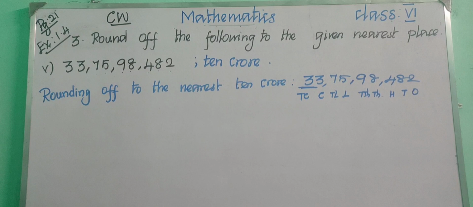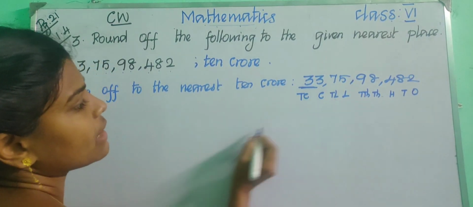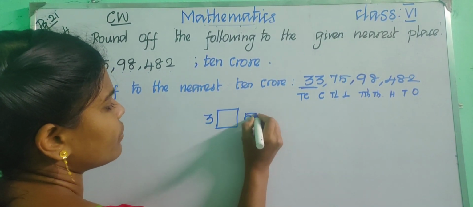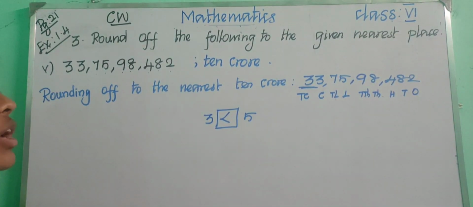We need to choose the nearest number to that 10 crore. So which is the nearest number? That is crore. That is 3, right? So we need to check whether 3 is greater than or less than 5. Is this greater than or less than 5? Less than 5. So what do we need to do? Simply we are going to write the same number.